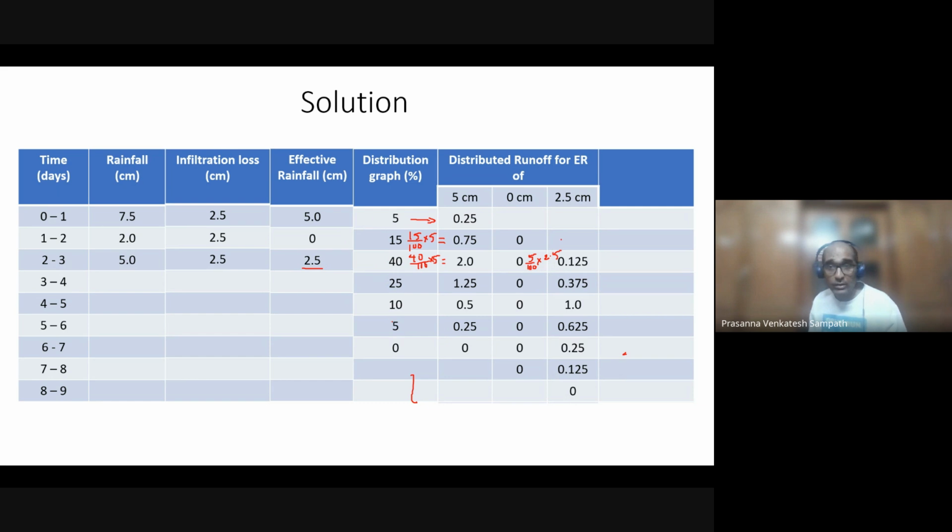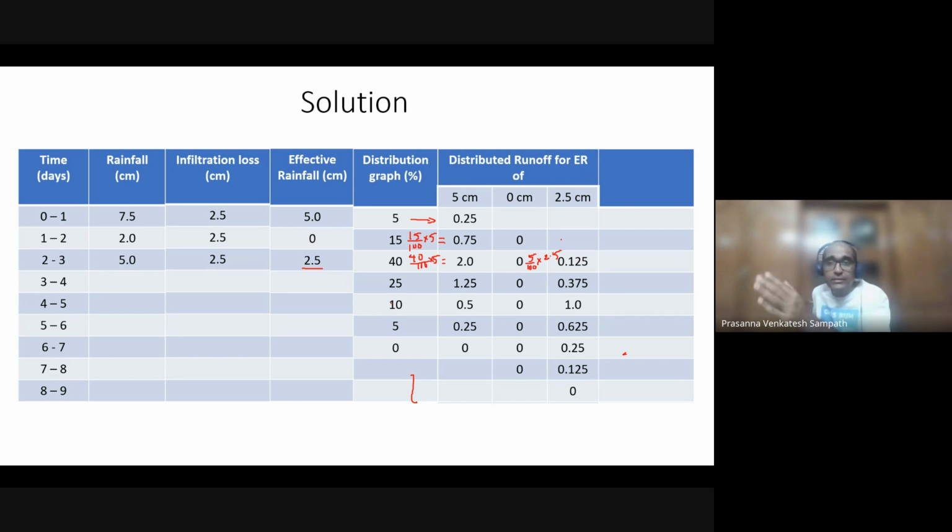So from here, you start doing 5% of 2.5. The next day, you do 15% of 2.5, which is 0.375. The next day, you do 40% of 2.5, and so on, right? So you just extend that out from the third day onwards to the 9th day. So that is the way the runoff gets distributed over the rainfall events that happened over 3 days, over the entire duration of about 9 days. Okay, so that is the essence of this approach. Now, if I want to find the total runoff, what should I do?